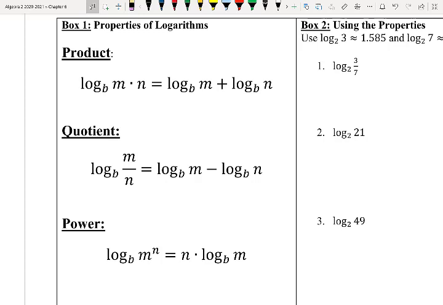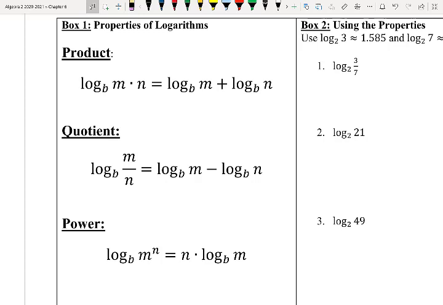Now you can see here our three properties of logs tells us that if we have the log of a product, so we have two things being multiplied within the same log, we can rewrite that as the two separate logs being added together. So our base stays the same: log base b of m times n is the same thing as log base b of m plus log base b of n. So it's still the same process. Multiplication becomes addition, just as two separate logs.